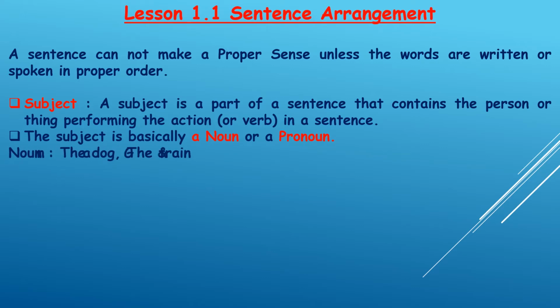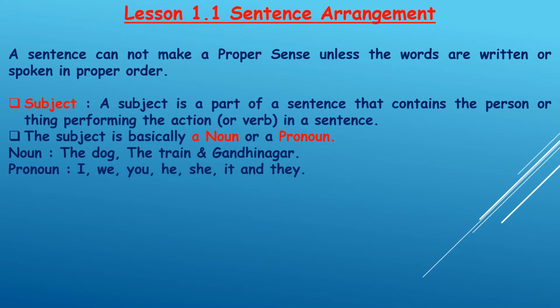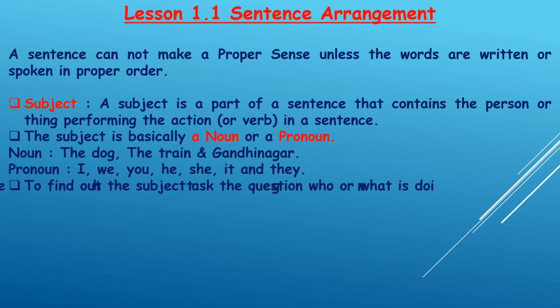What is a noun? Noun, the name of a person, place or a thing. You can see the example, the dog, the train and Gandhi Nagar. Pronoun. What is pronoun? I, we, you, he, she, it and they. They are the personal pronouns. To find out the subject, ask the question who or what is doing the action. So this is the trick to find out a subject from the sentence.